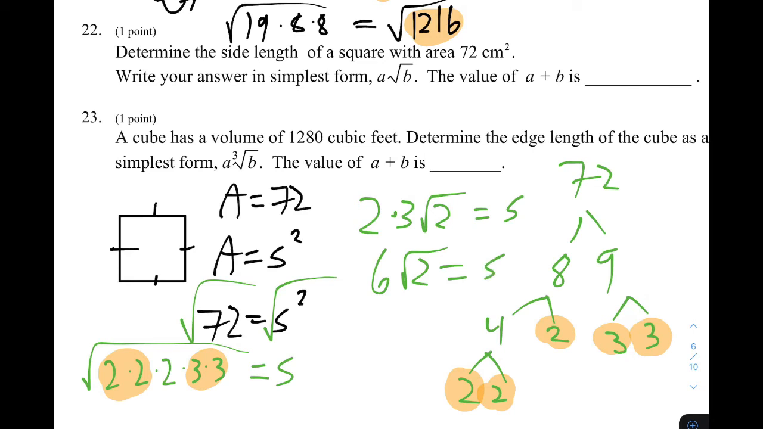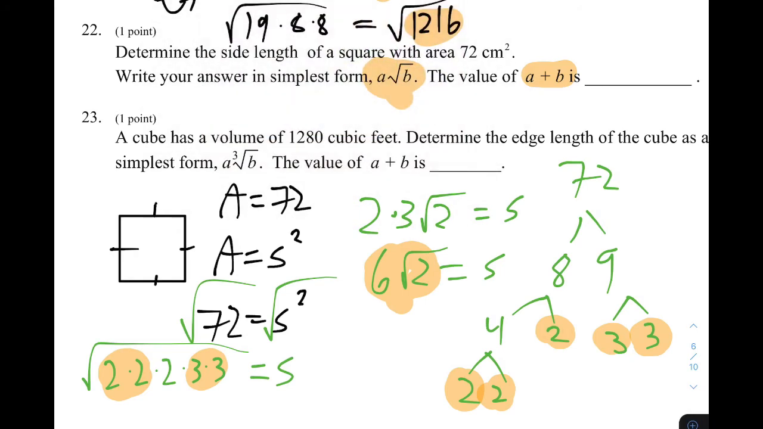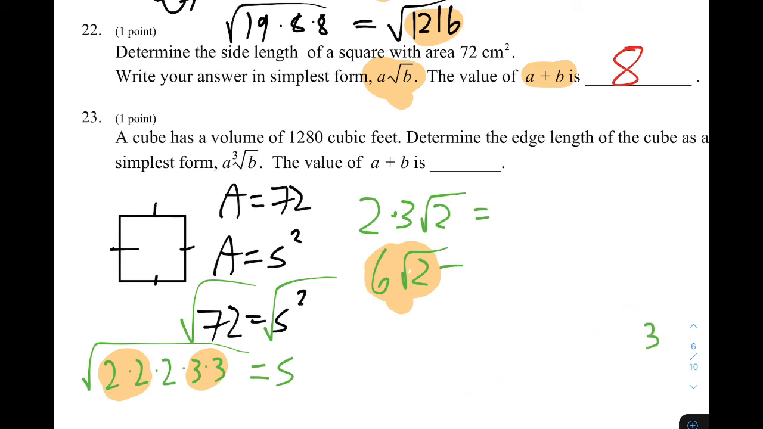The question, though, goes one step further, which says write it in this form, a root b. So we got that. But then it asks you to add them together. So you need to bring out your fingers, add 6 plus 2 to get 8. I'm going to erase all this so that I can do the next question, but it's a video. If you want to look back, just rewind.